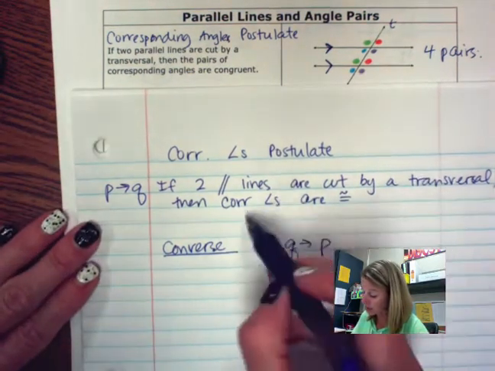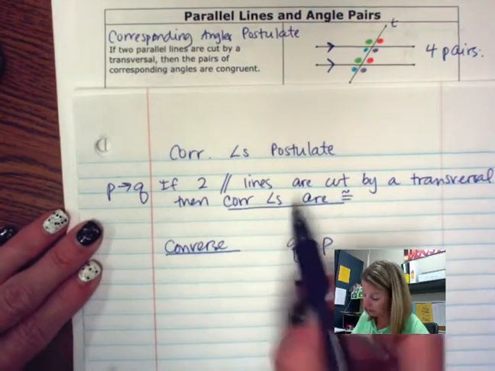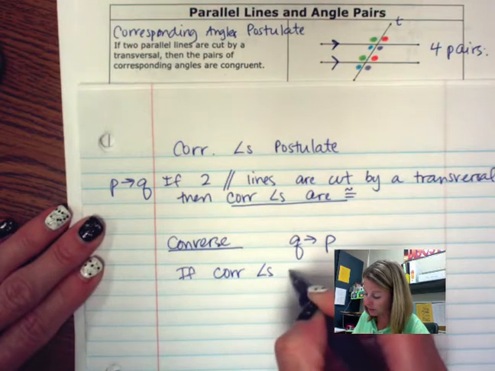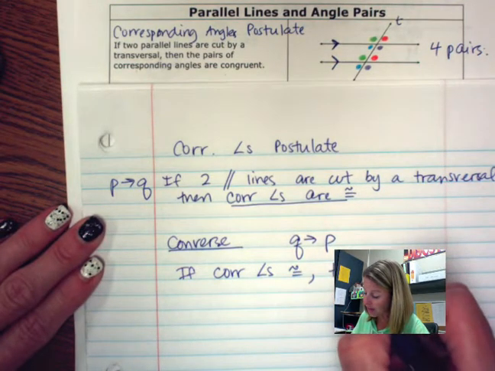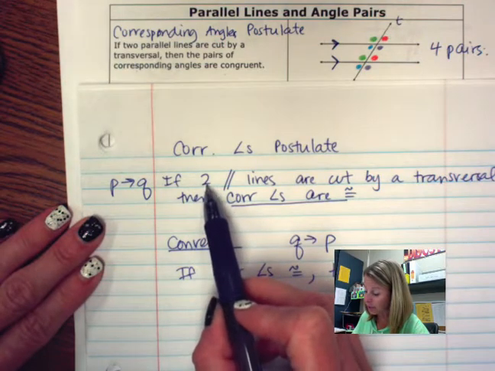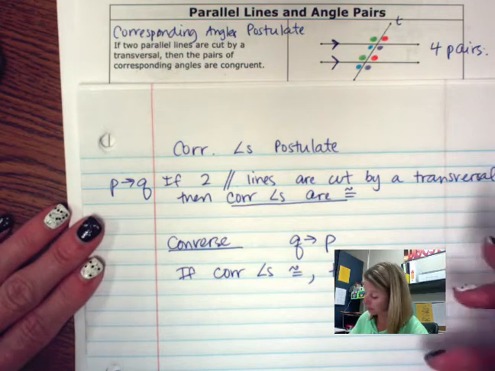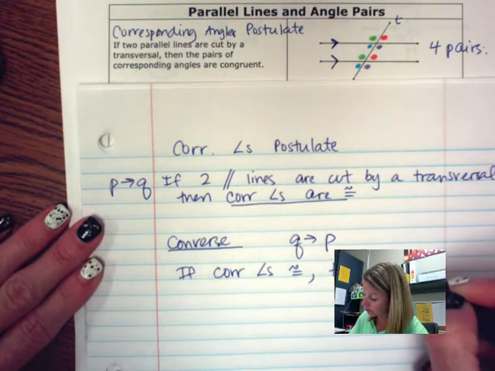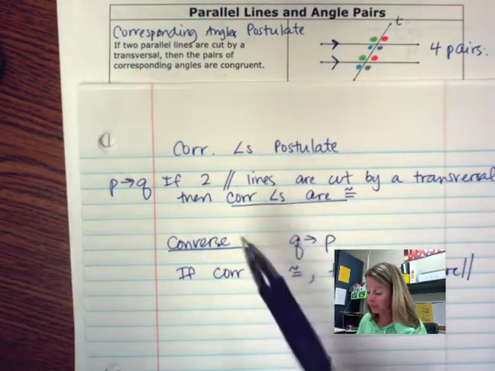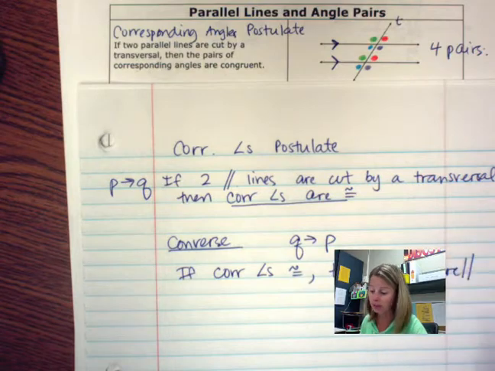Remember, the conclusion goes with the word if. So if corresponding angles are congruent, then, and I'm going to rewrite the hypothesis, two lines are parallel. Let me abbreviate that by basically saying then two lines are parallel. So my converse says if you have corresponding angles that are congruent, then you have two parallel lines.